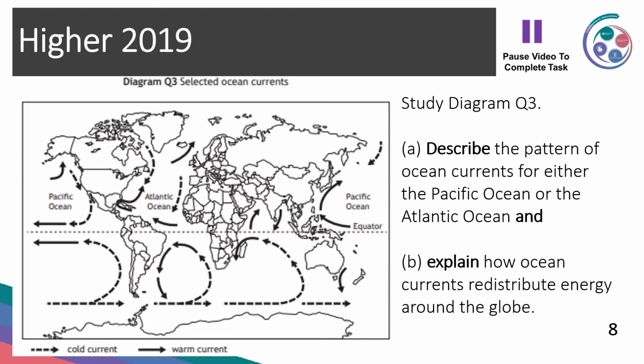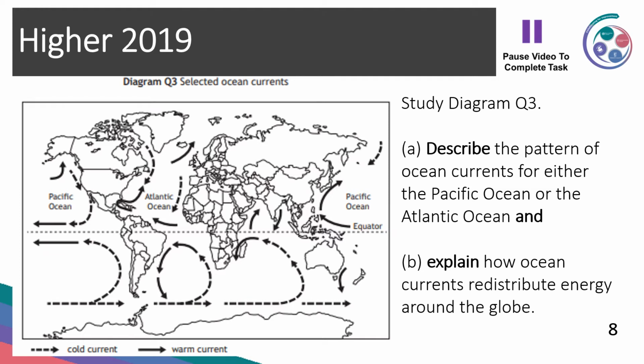So again, as with other questions, you may want to pause it here to attempt this question, and it's fairly straightforward. For 8 marks, it asks you to describe the pattern of ocean currents for either the Pacific or the Atlantic Oceans, and to explain how these ocean currents redistribute energy around the globe.